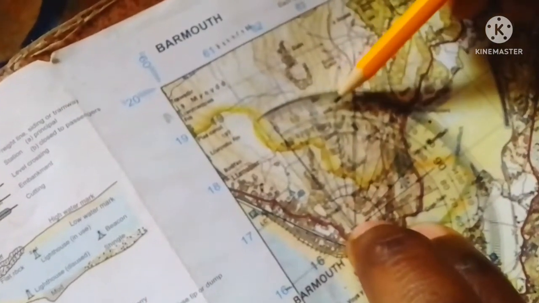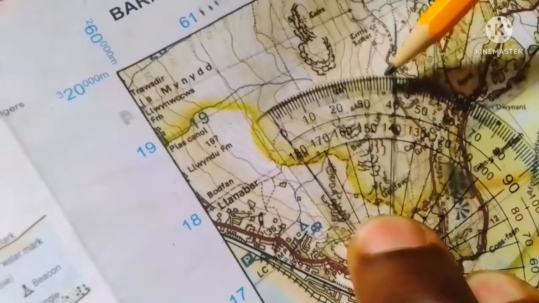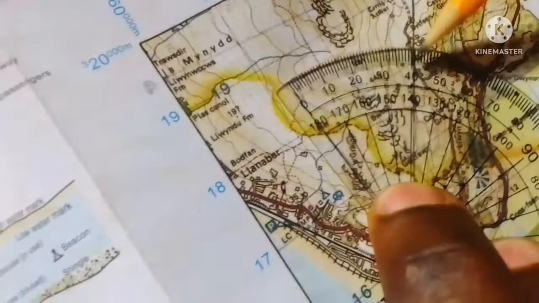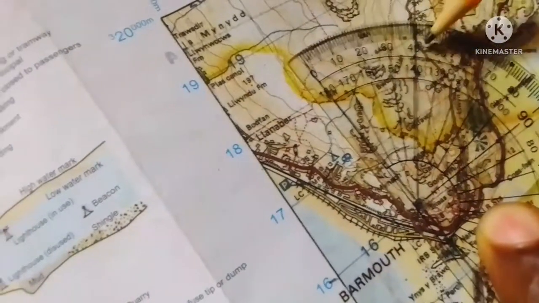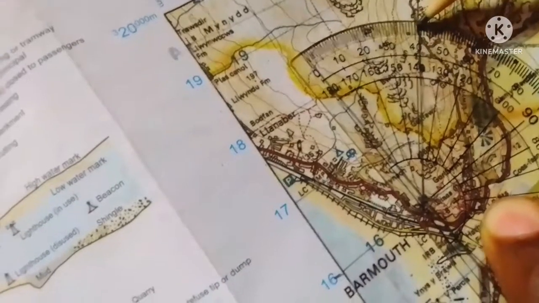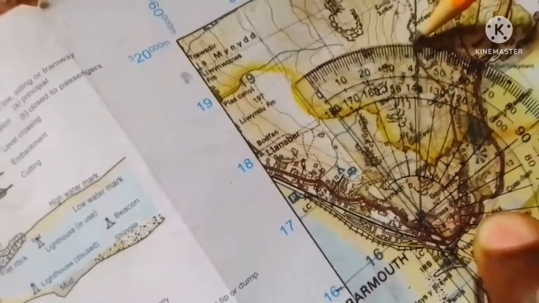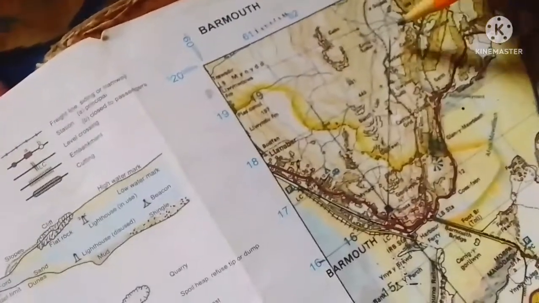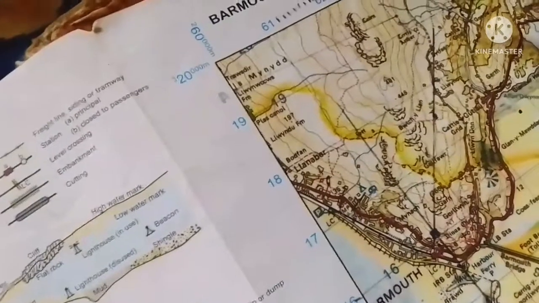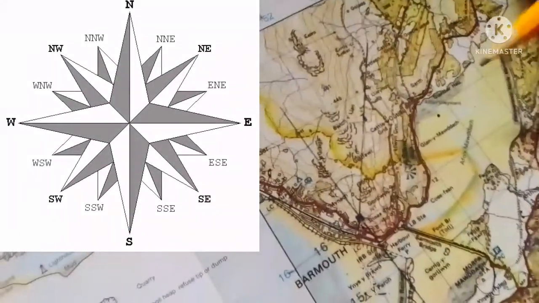I have here 0, 10, 20, 30, and then here it is 40. So the bearing of the Max TV Max from the information center is 40 degrees. So I will just write 40 degrees and the direction is northeast. You read your direction from the 16 cardinal points, and it is northeast.